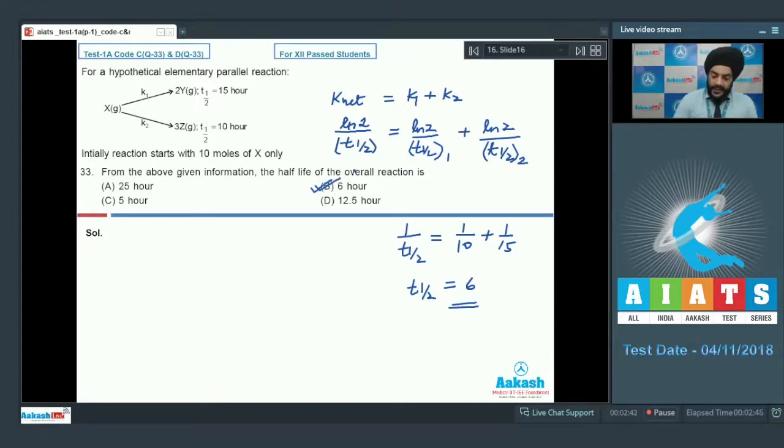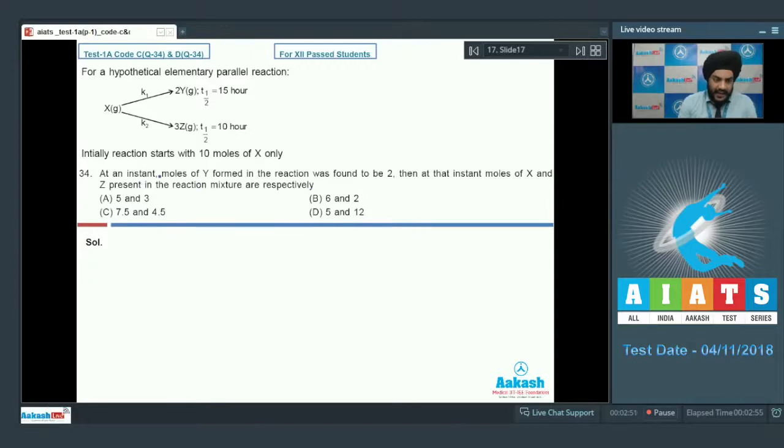Let us look at question number 34 now. So we have been given that at an instant the moles of Y formed in the reaction was found to be 2. Then at that instant the moles of X and Z present in the reaction mixture are respectively. Students, we can find out the value of the ratio of moles of Y is to Z. So moles of Y formed upon moles of Z formed.